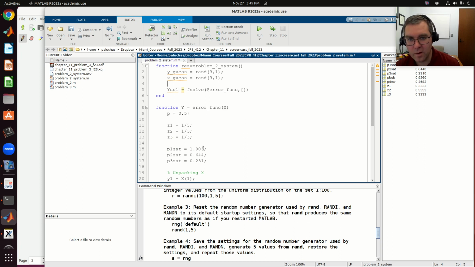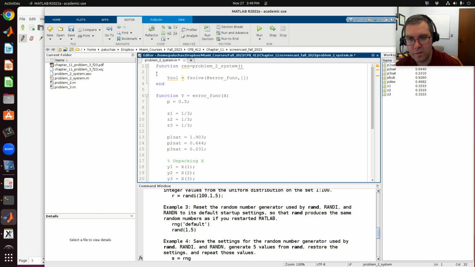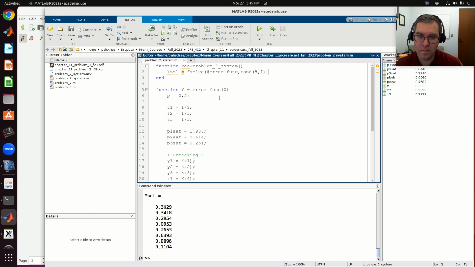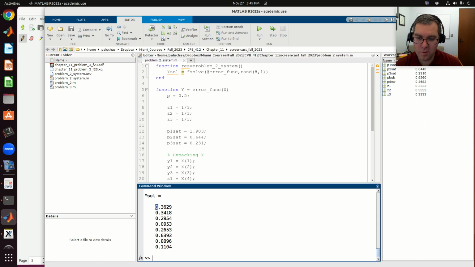So actually, if I'm doing this, V over F and L over F are going to be between 0 and 1. Okay, this should just be rand 8 comma 1. Okay, so let me start by running this and see what happens. Okay, so it works. So this should be y1, y2, y3, x1, x2, x3, fraction vapor, fraction liquid, right? Does it make sense, right?